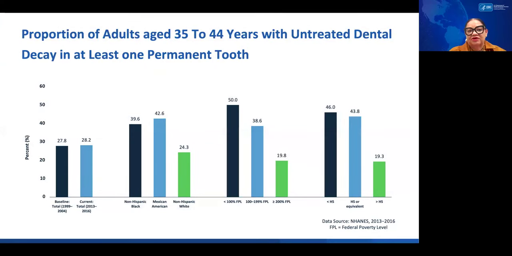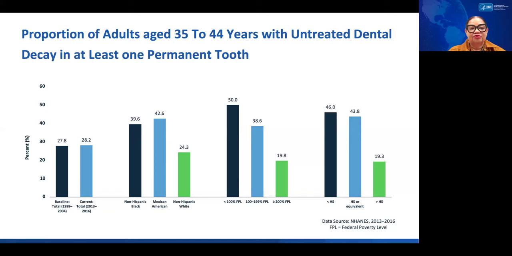So I'm going to focus on the older adults, and this one is focused on untreated dental decay. And really, the main takeaway with this is that you can definitely see the differences when you look at the proportion of adults age 35 to 44 with untreated dental decay. And this shows an overall estimate, which you can't tell very much about what's going on. There hasn't been a lot of change at all.